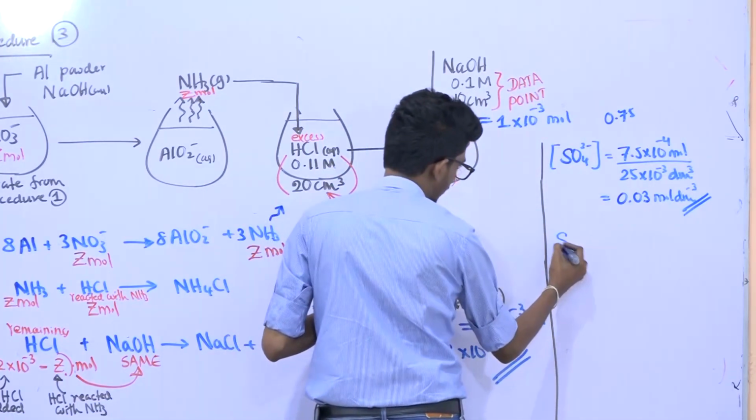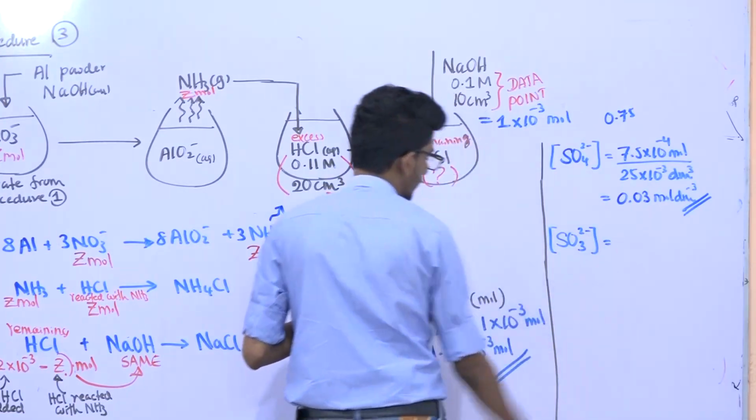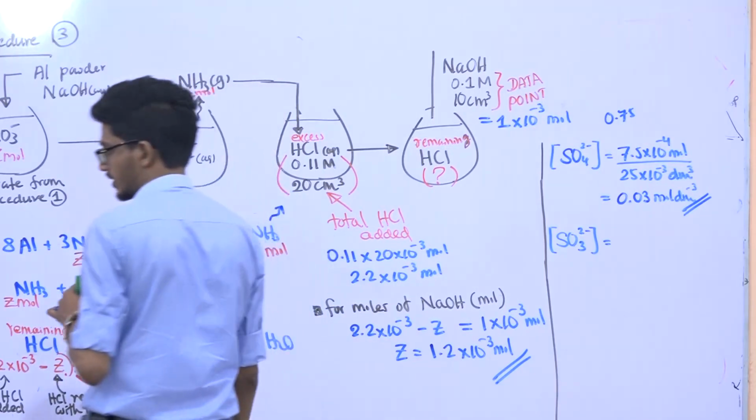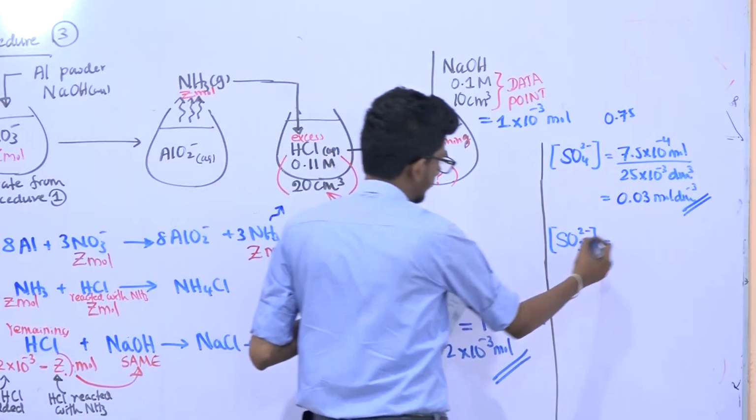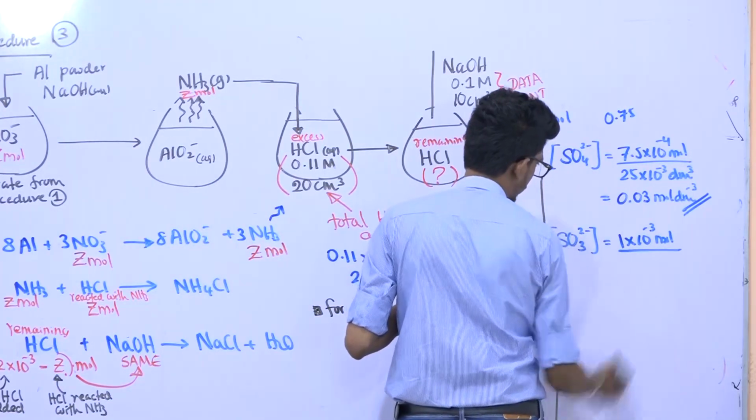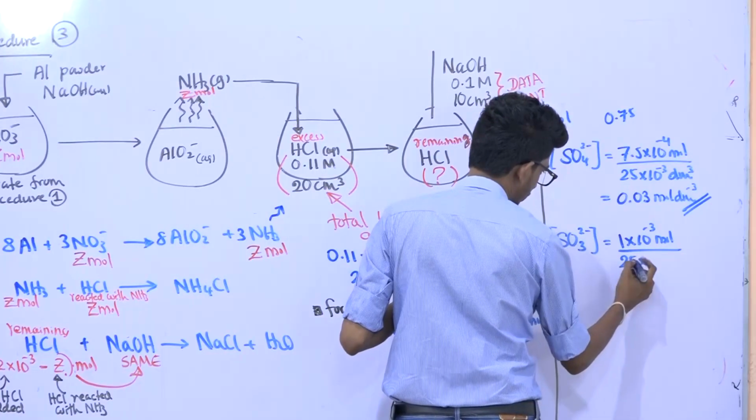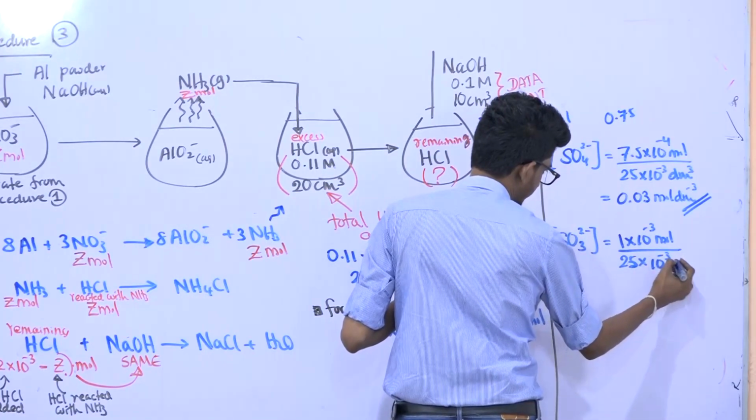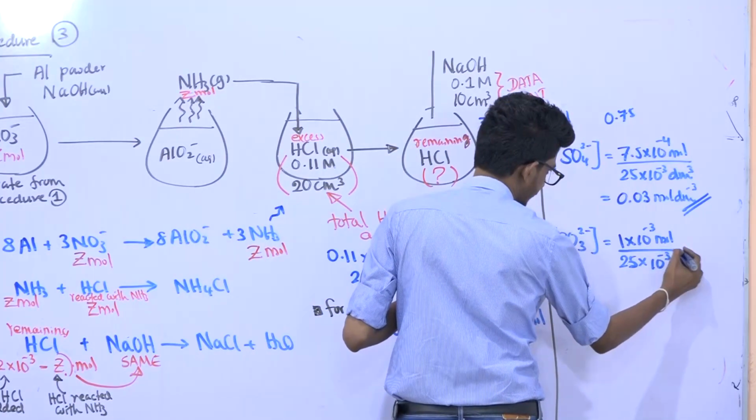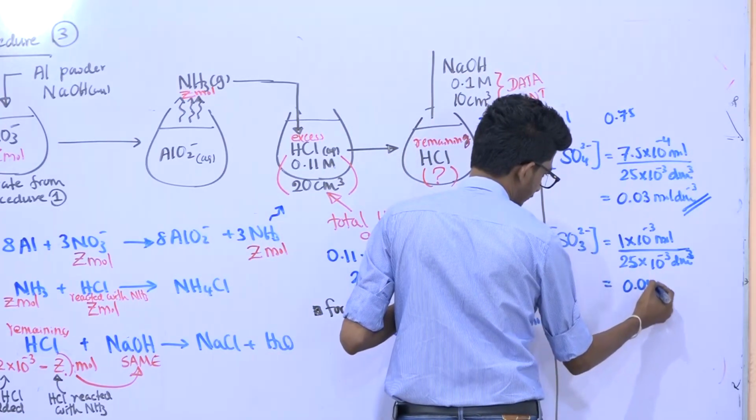So for the sulfite, the number of moles value is X, right? X is 1 into 10 to the minus 3. That number of moles appears with 25 cubic centimeter solution. So 1 over 25, that is 0.04.